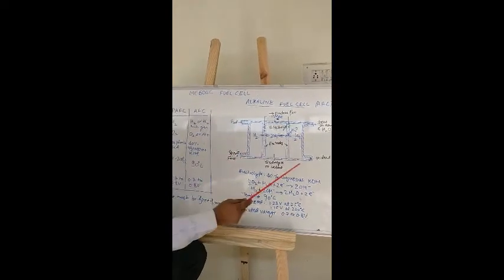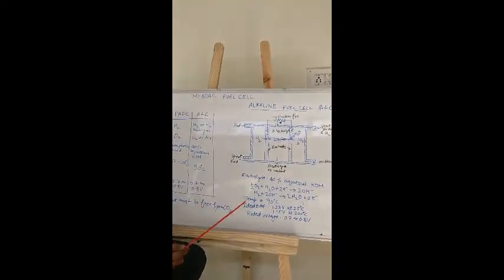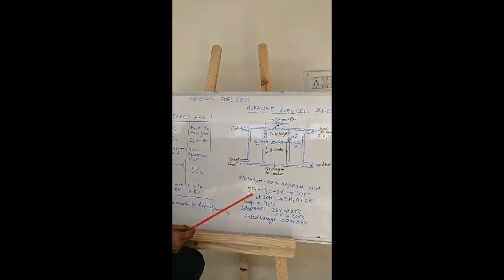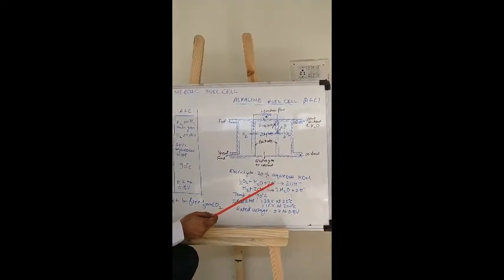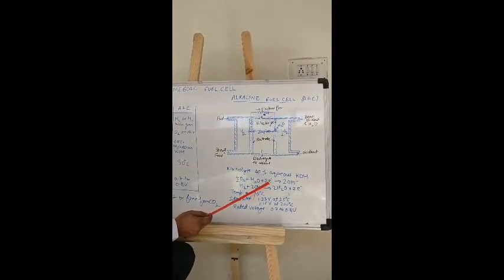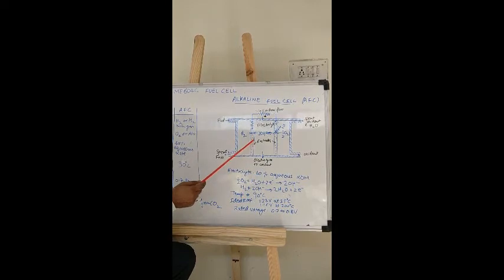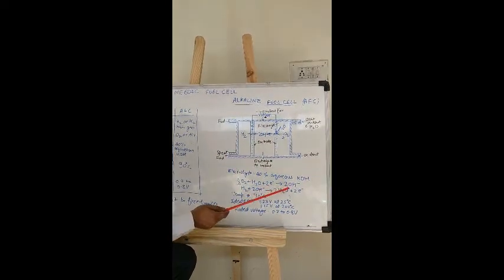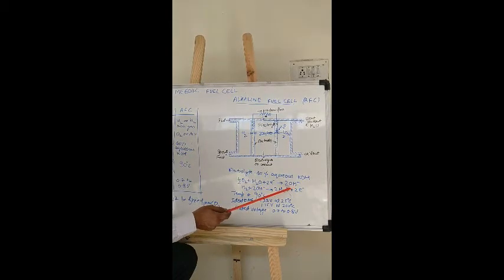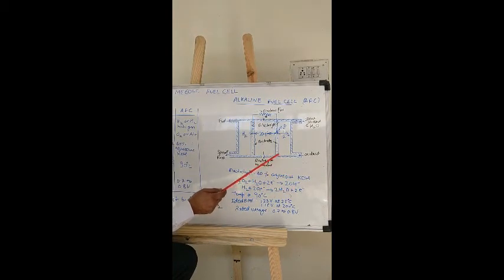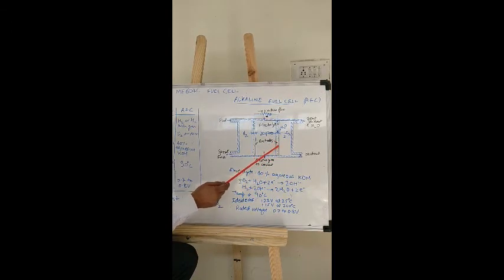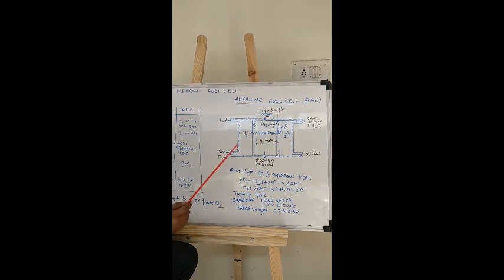So when fuel and oxidant are supplied, then two reactions are taking place. The reaction taking place at positive electrode is shown in here. It is half O2 plus H2O plus twice e minus. These are electrons which move from the negative electrode to positive electrode. So this gives you twice OH minus. That means these are ions and these are negatively charged. So these negatively charged ions move through the electrolyte from this positive terminal to negative terminal.